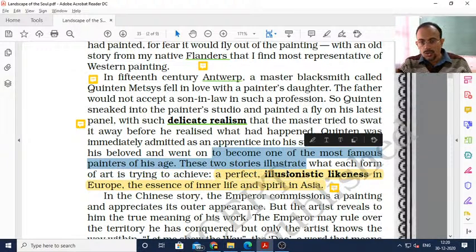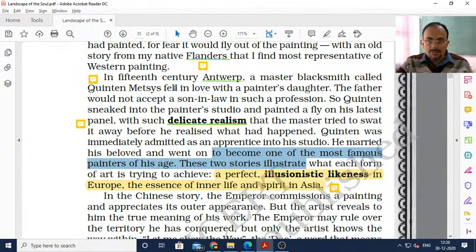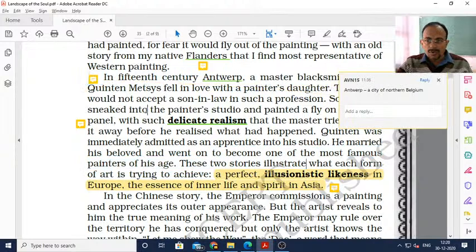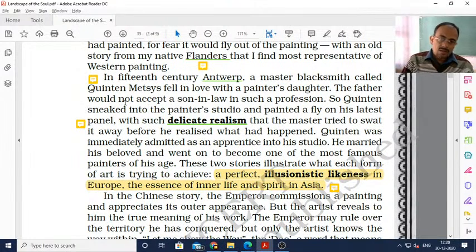These two stories illustrate what each form of art is trying to achieve: a perfect illusionistic likeness in Europe, the essence of inner life and spirit in Asia. So this particular fly art is from Europe. Theirs is also a good painting, of course. It's a good art. It's absolutely an illusionistic likeness, meaning it appears to be real, almost.